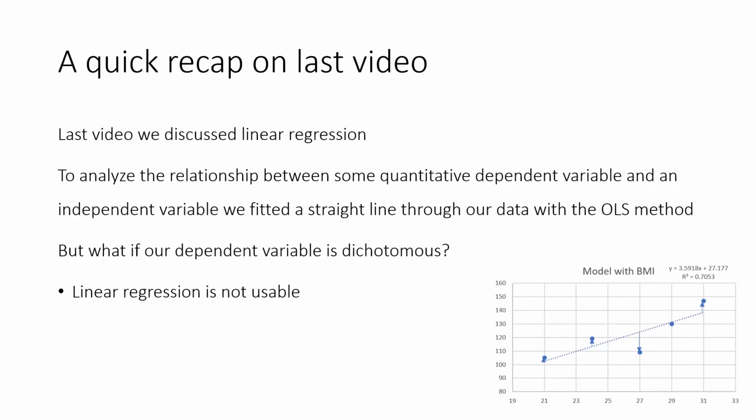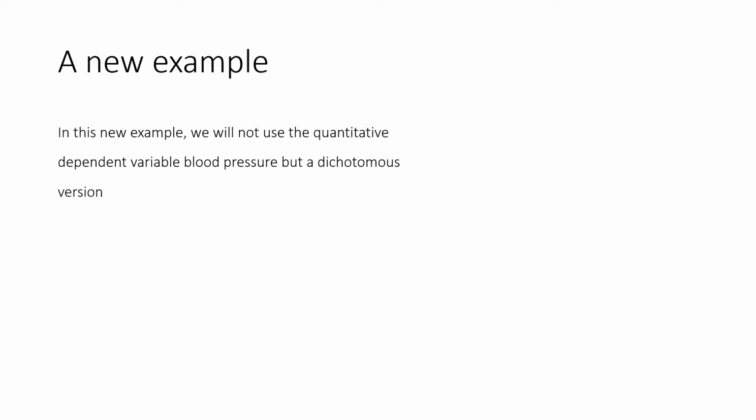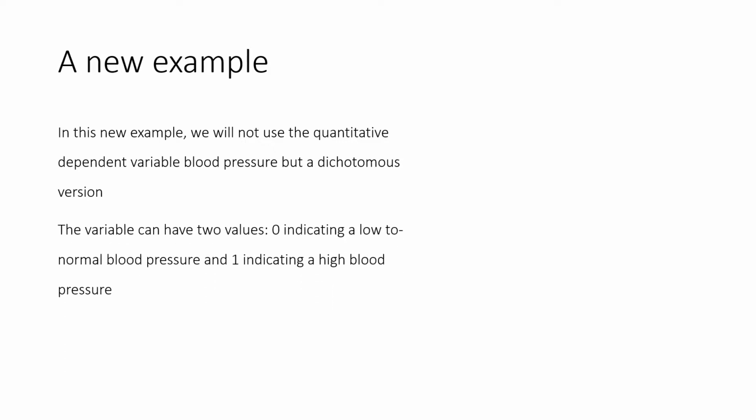But what if our variable is not a quantitative one? So not blood pressure, but for instance, a dichotomized variable, for instance, indicating low to normal or high blood pressure. In that case, linear regression is not usable, and I'll show you why. So let's take a new example. In our new example, we will not use the quantitative dependent variable blood pressure, but a dichotomized version of it. In this case, a dichotomized variable can only take two values. In our case, 0, indicating a low to normal blood pressure, or 1, indicating a high blood pressure.